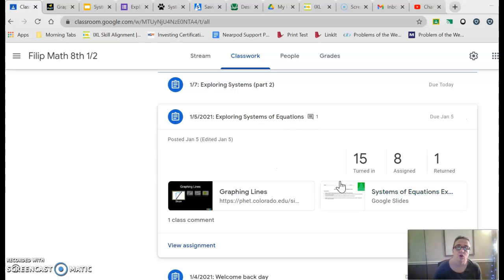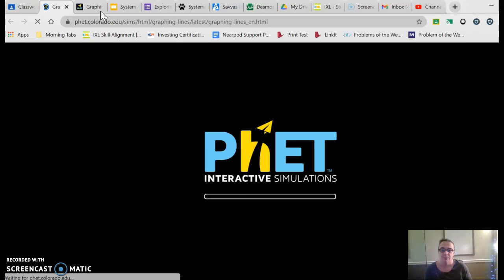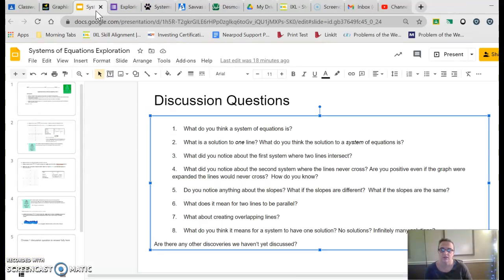So our goals today are listed here actually in our systems of equations exploration slides. And these are the two things that we need to have to complete the assignment. Our instructions are all listed in the slides. And the tool that we're going to use is here. I'm going to close out this one.